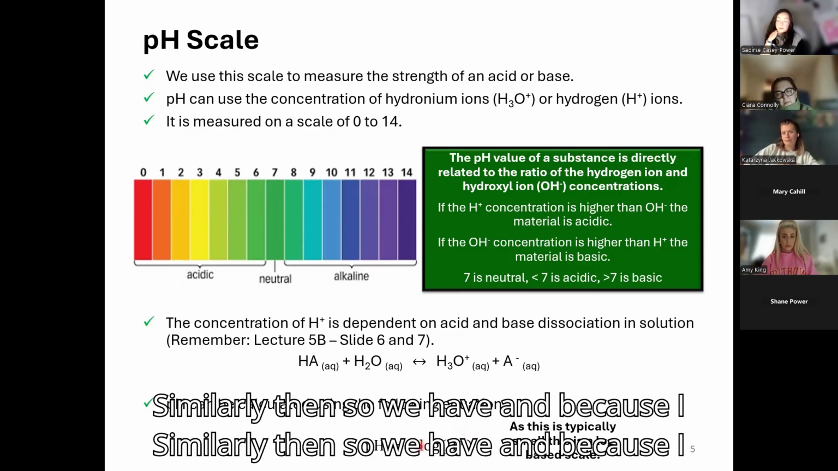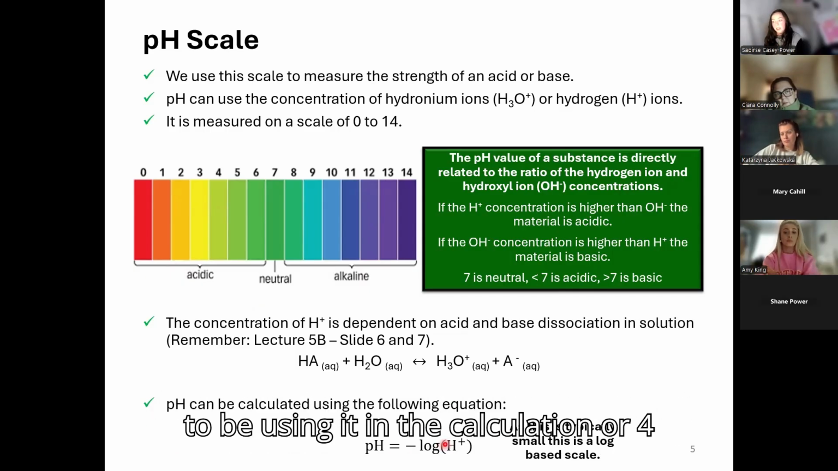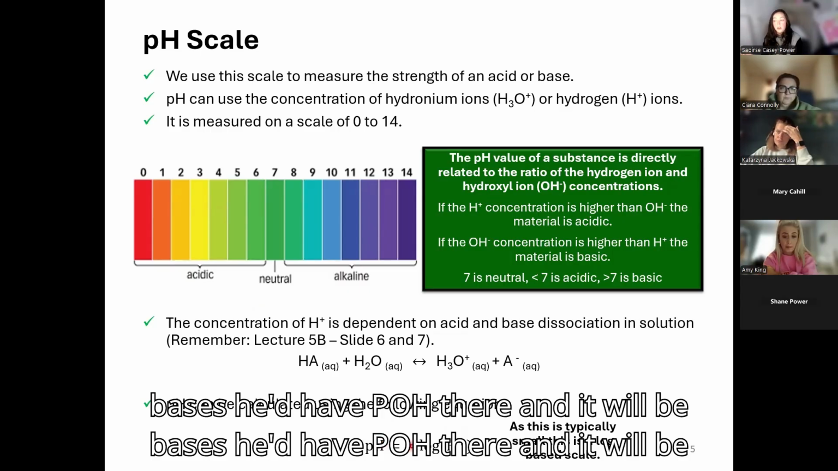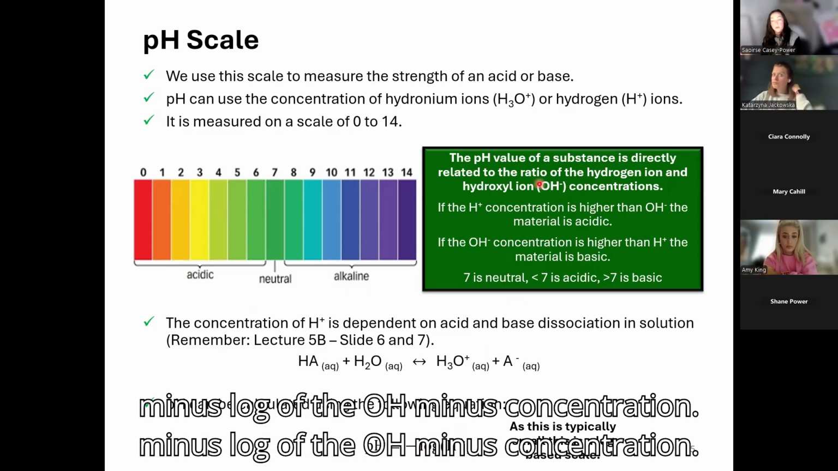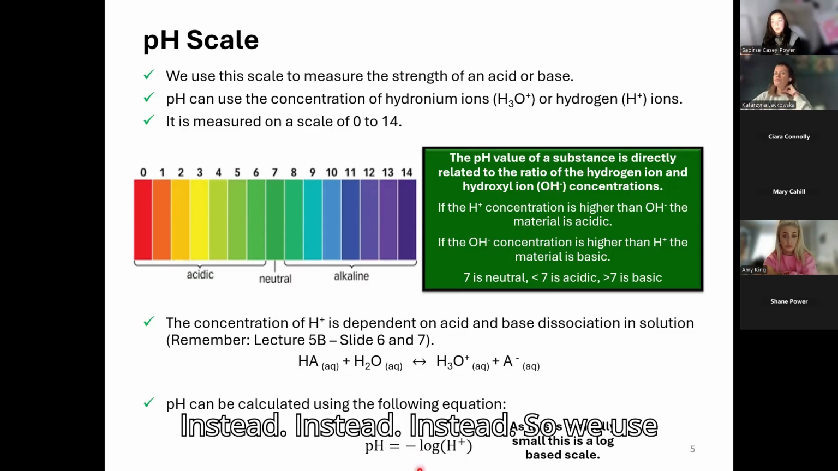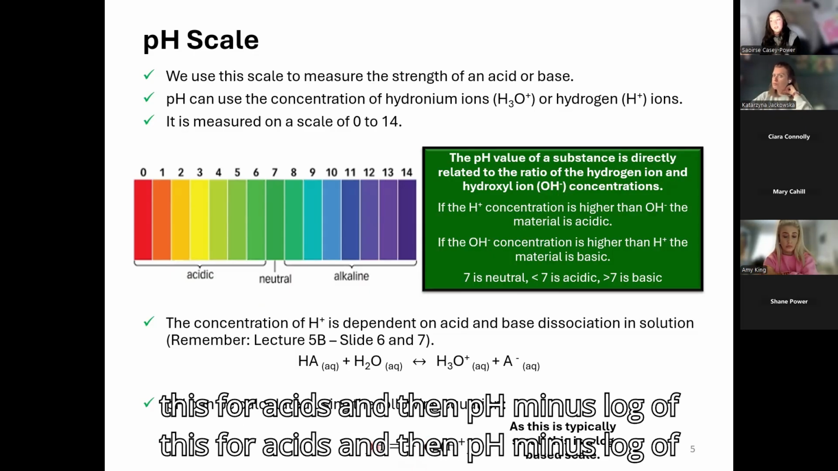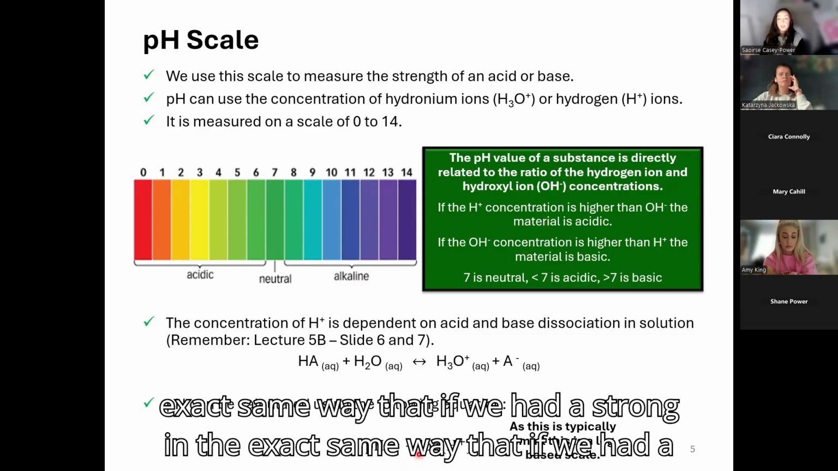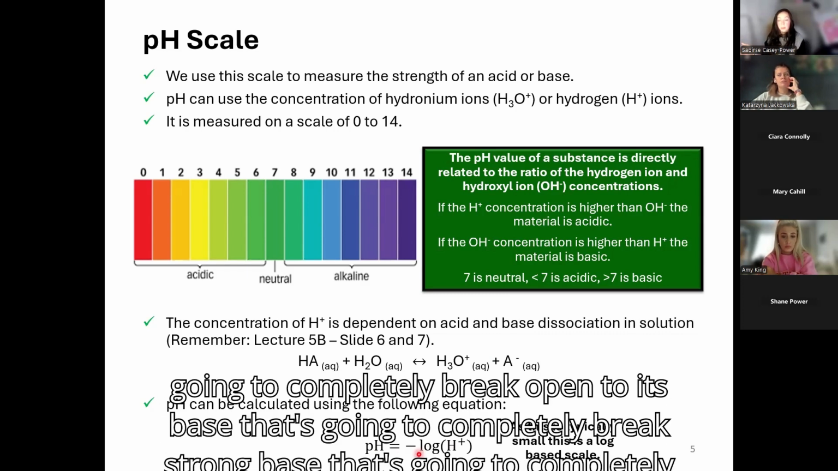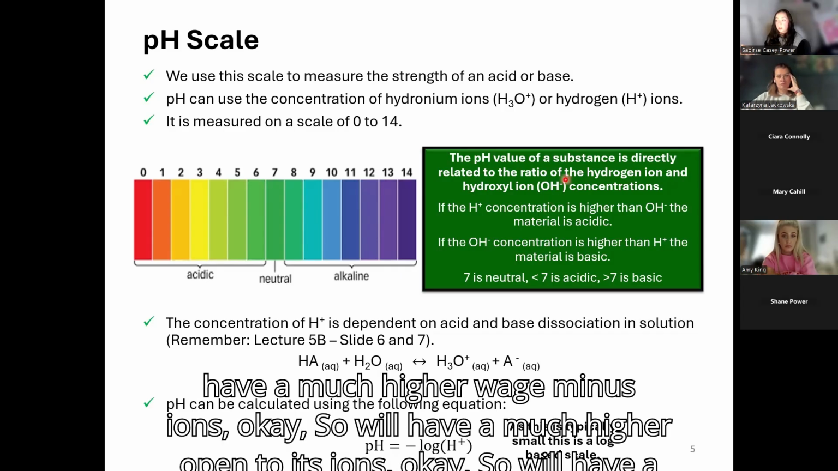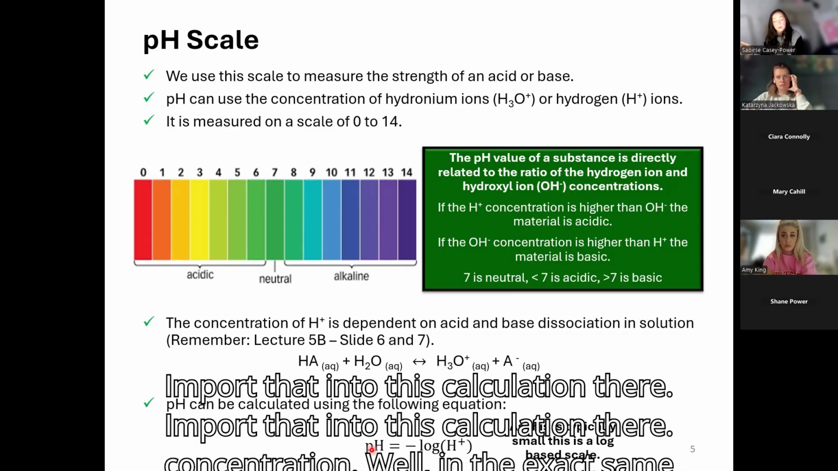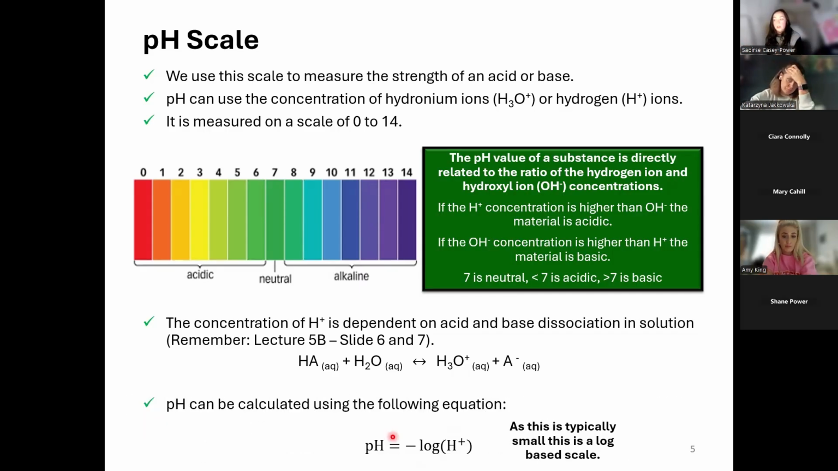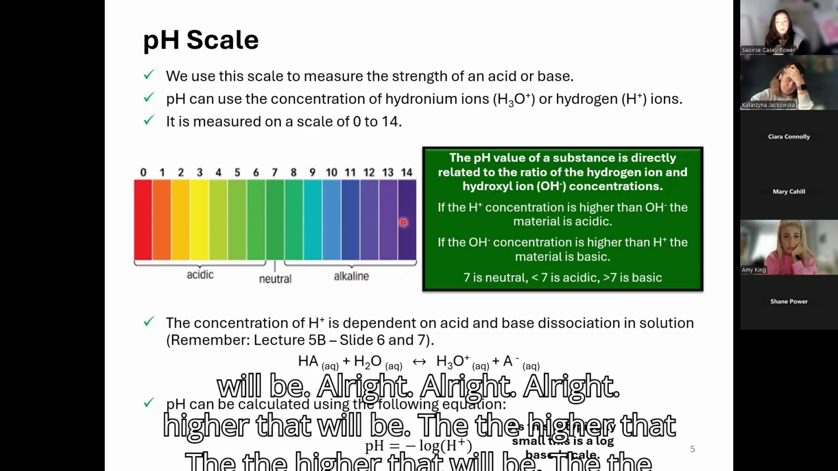Similarly, I didn't include it because we're not going to be using it in the calculation, but to determine how strong your base is, you'd have pOH, which is minus log of the OH minus concentration instead. So we use pH for acids, and pOH, minus log of the OH minus concentration, for bases. In the exact same way, a strong base is going to completely break up into its ions, so we'll have a much higher OH minus concentration. Inputting that into this calculation, the more OH minus ions you have, the higher the pH will be.